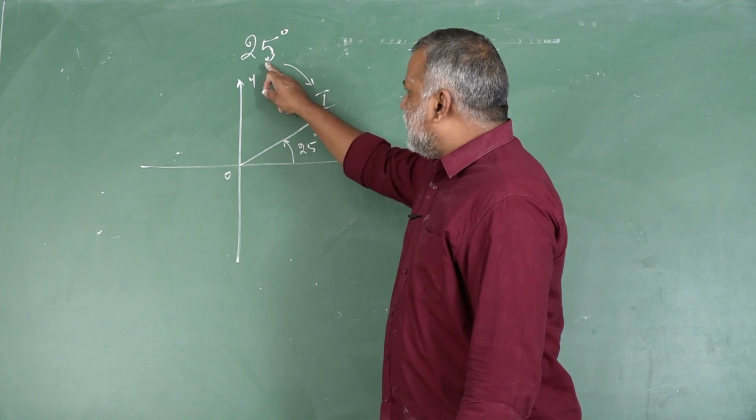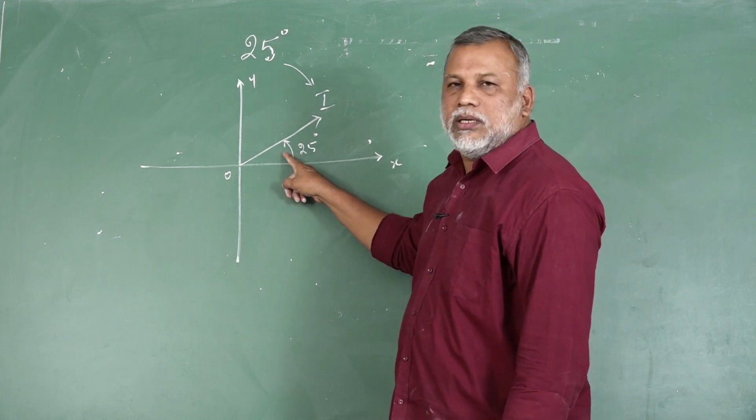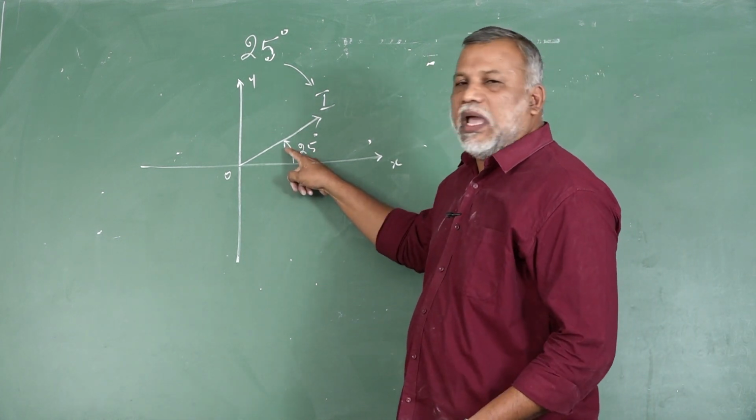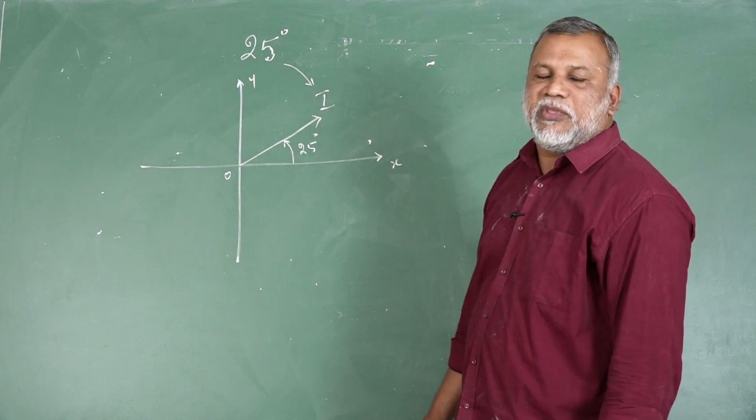See here, the given angle is 25. It is a positive angle. Positive angles are measured in the anti-clockwise direction. Therefore, 25 degree lies in the first quadrant.